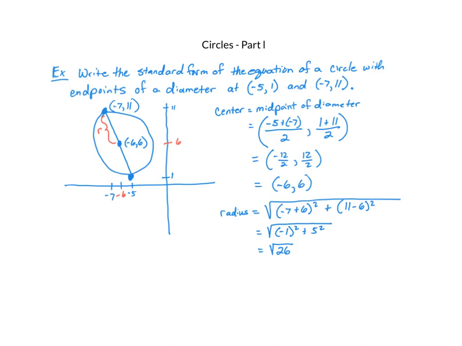Now that we have the center and we have the radius, we can go right to standard form. We have x minus -6 squared plus y minus 6 squared equals the square root of 26 squared, which we'll just write as 26. And we have our equation finished.